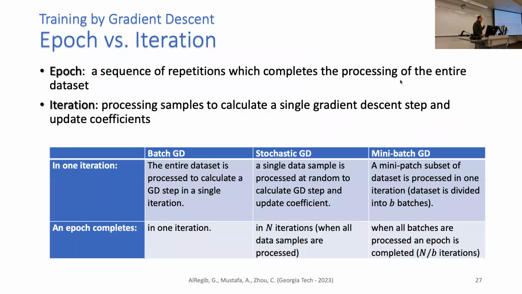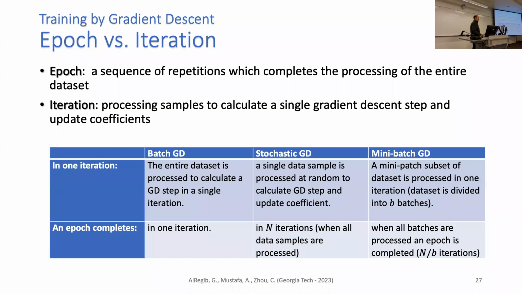Anyway, so to put everything together, we have the epoch and we have the iteration. The epoch is a sequence of repetitions which completes the processing of the entire data set. Basically, we say how many epochs, each one of which goes through the entire capital N samples I have in my data set. The iteration, from a neural network point of view, is going through the whole optimization, forward and backward. In this case, I'm doing the entire update of my gradient descent parameters at once, right?